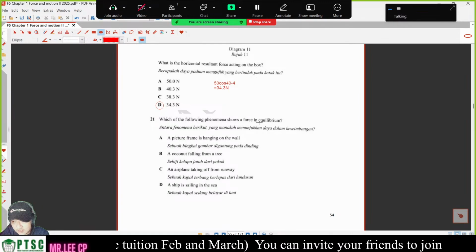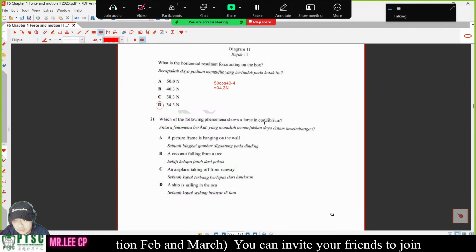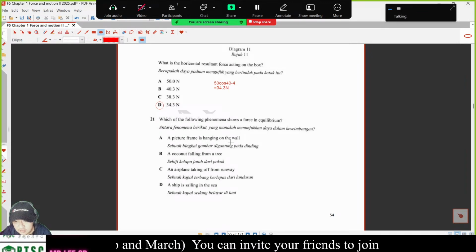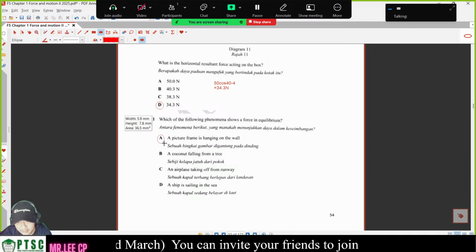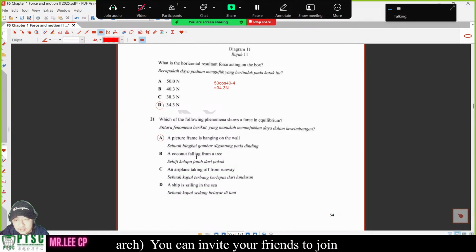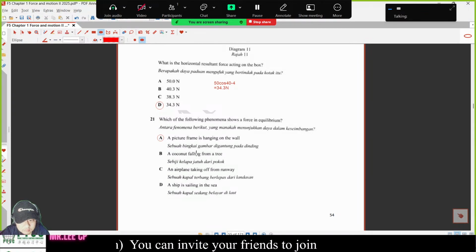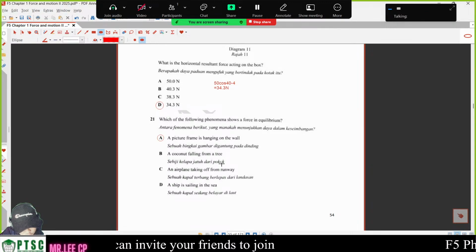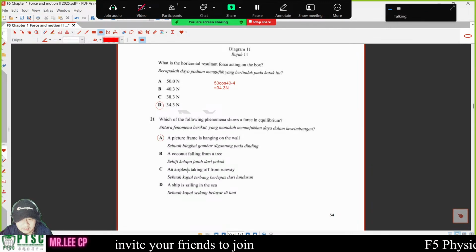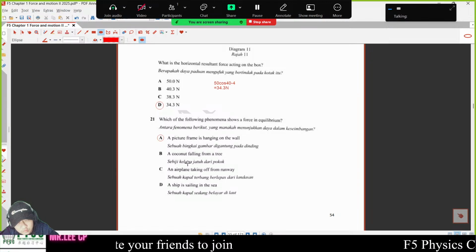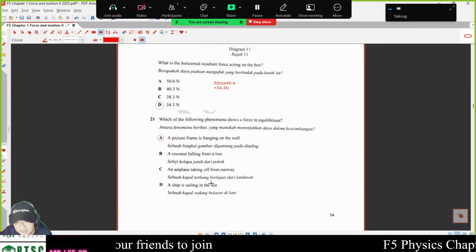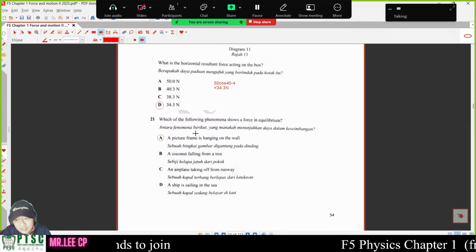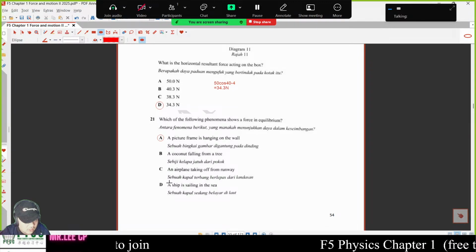Which of the following is equilibrium? So equilibrium must be not moving or moving with constant velocity. Right? A picture frame is hanging on the wall, not moving, right? Yeah, that is the answer. A coconut falling, you are moving with acceleration, no. Taking off from the runway, you are accelerating, no. Sailing in the sea, maybe you stay with constant velocity, but I don't know. But this one is not moving. So answer is A.